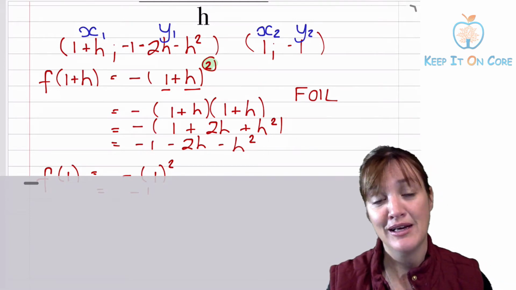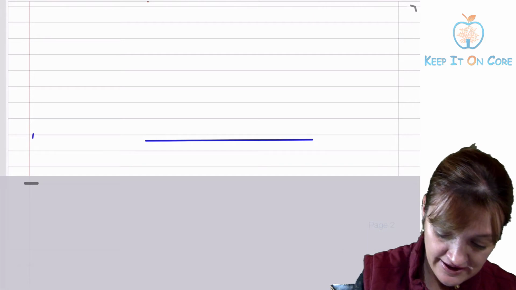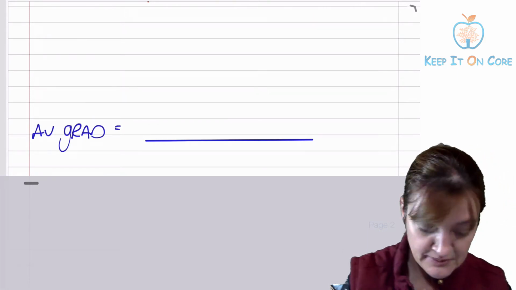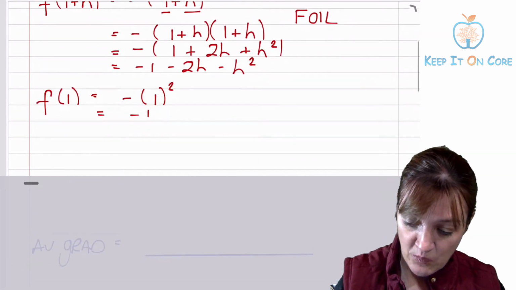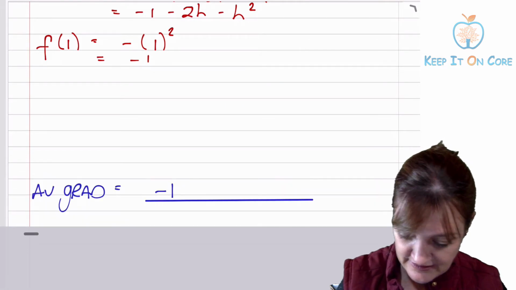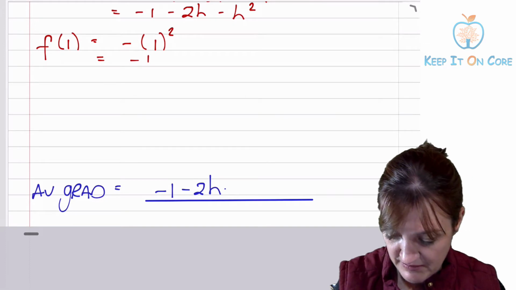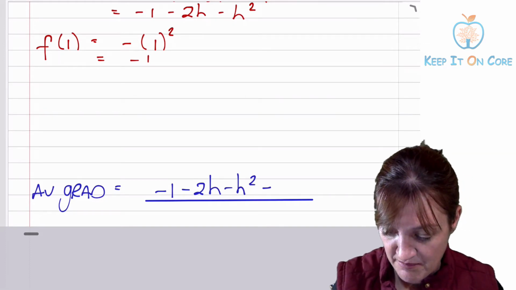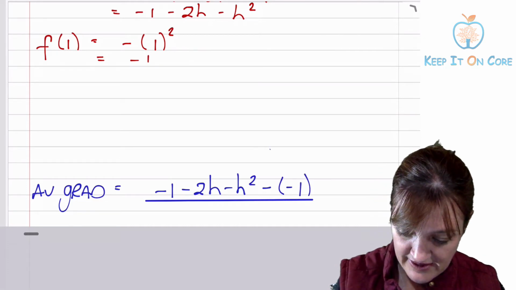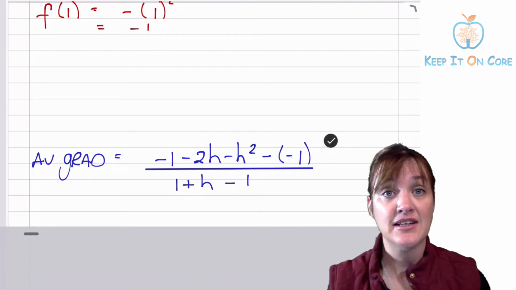So this is now going to become my x1 and my y1 value, and this is my x2 and my y2 value. Now we just do our normal change in y over change in x. Average gradient is going to be equal to y1, which is negative 1 minus 2h minus h squared, minus y2, which is negative 1, over x1, which was 1 + h, minus x2, which was just 1.